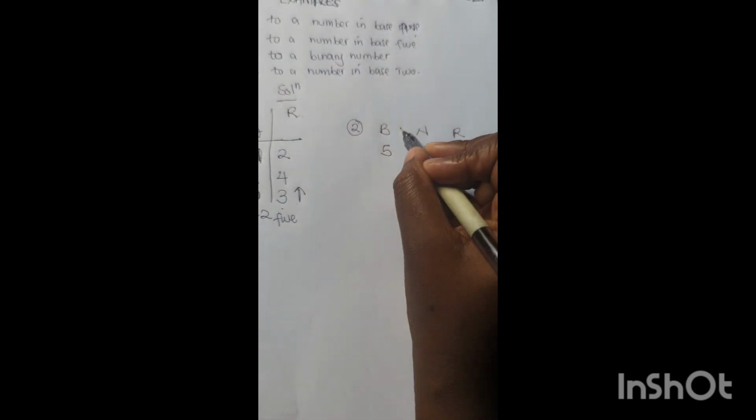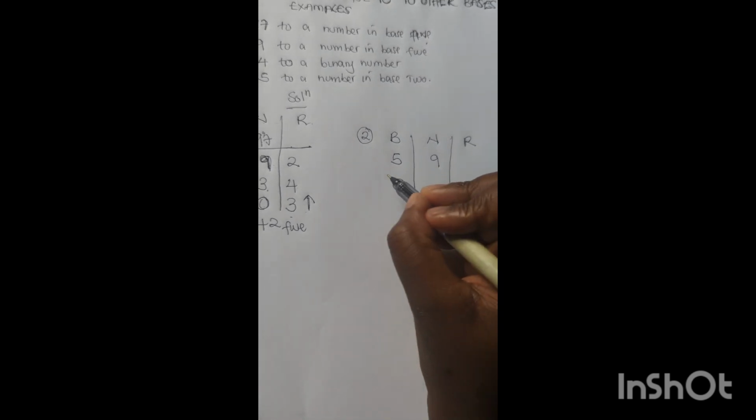The number is 9. Okay, I'm holding my camera, so I can't draw straight lines. I'm not using a ruler. Yours should be straight. Don't say madam's lines were bent.